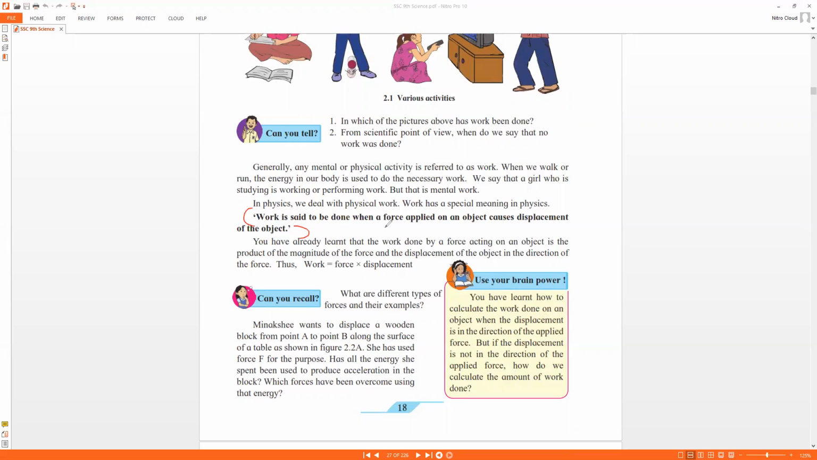Work is said to be done when a force applied on an object causes displacement of the object. Okay, you have already learnt that the work done by a force acting on an object is the product of the magnitude of force and the displacement of the object in the direction of the force. Thus, work is equal to force into displacement. Here you have already learnt the unit. And hence work is a scalar quantity.